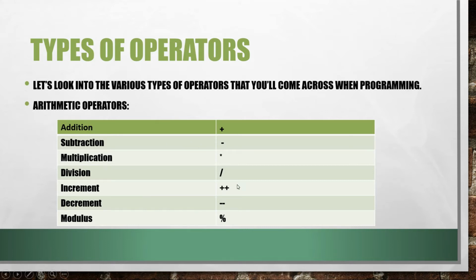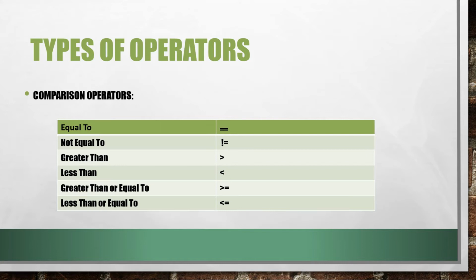So moving on from arithmetic operators, we're gonna go to comparison operators. And for comparison operators, we have equal to, which is just the equal sign 2 times. We have not equal to, which is the exclamation followed by the equal sign. We have greater than, less than, greater than or equal to, which is the greater than sign followed by the equal sign. And then we have less than or equal to, which is the less than sign followed by the equal sign.